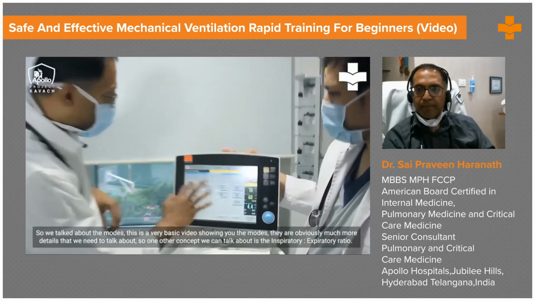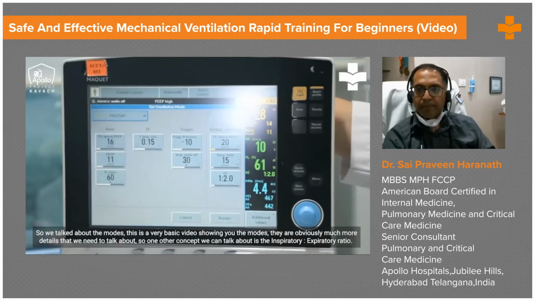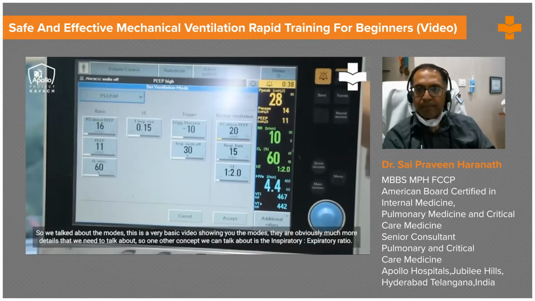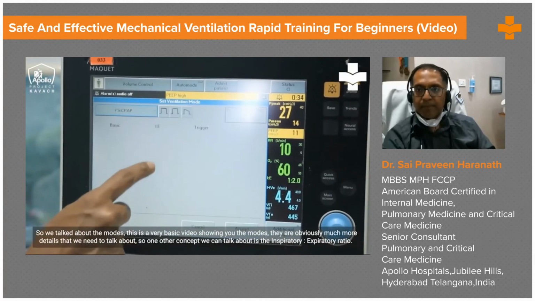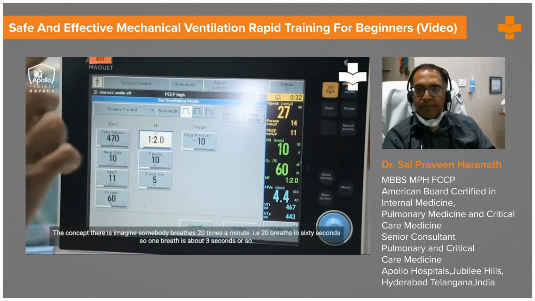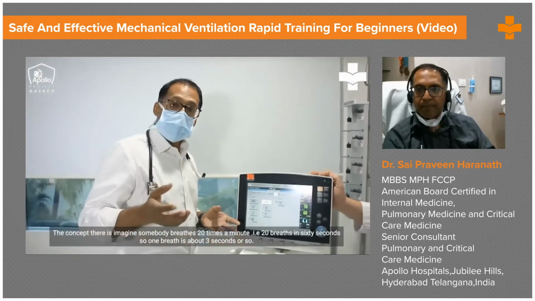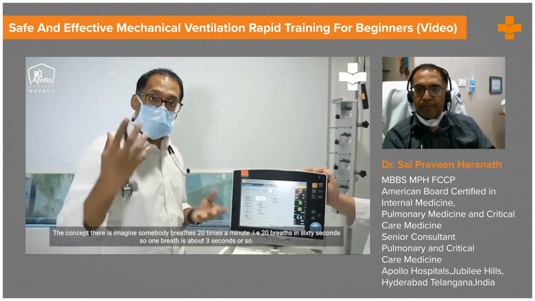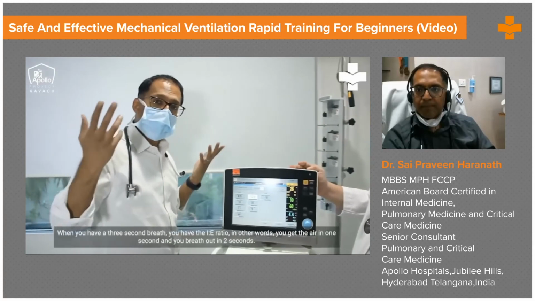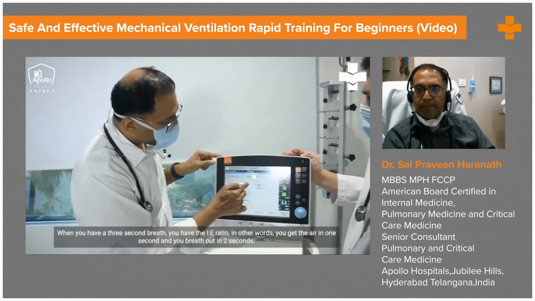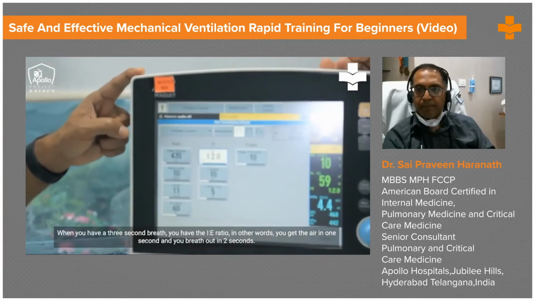So we talked about the modes. This is a very basic video showing you what the modes are. There are obviously much more detailed things we need to talk about. The one other concept you can talk about, I think, is the inspiratory to expiratory ratio. The concept there is, imagine somebody breathes 20 times a minute. That is 20 breaths in 60 seconds. So one breath is about 3 seconds or so. When you have a 3-second breath, you have the I to E ratio. In other words, you get the air in over 1 second, you breathe out over 2 seconds.